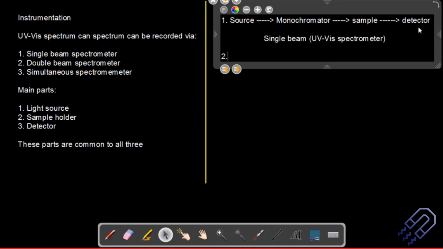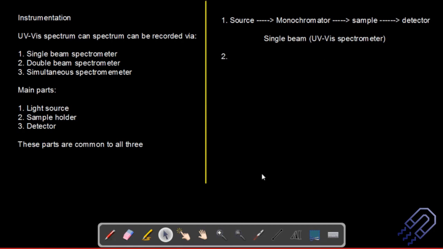The second one is the double beam. Here I really cannot draw just a simple block diagram. It's slightly more complicated than this. We allow light to fall on a beam splitter. So there is something called a beam splitter.